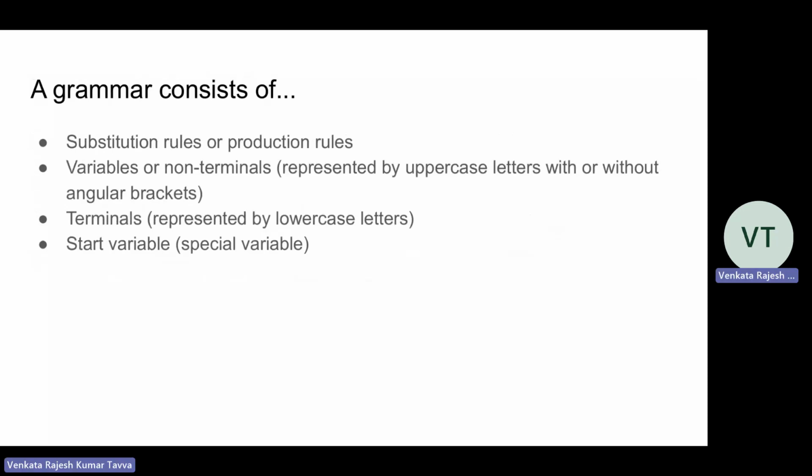And then finally, you have a special variable called the start variable. Like in a finite automaton, you denote some particular state as the start state. Similarly, in a grammar, you denote some particular variable as the special variable, a start variable. Usually, when you write the list of rules, the LHS of the first rule is by default considered to be the start variable unless mentioned otherwise. So at least the first rule should be such that you want that particular LHS to be the start variable. The remaining rules can be in any order. Okay.